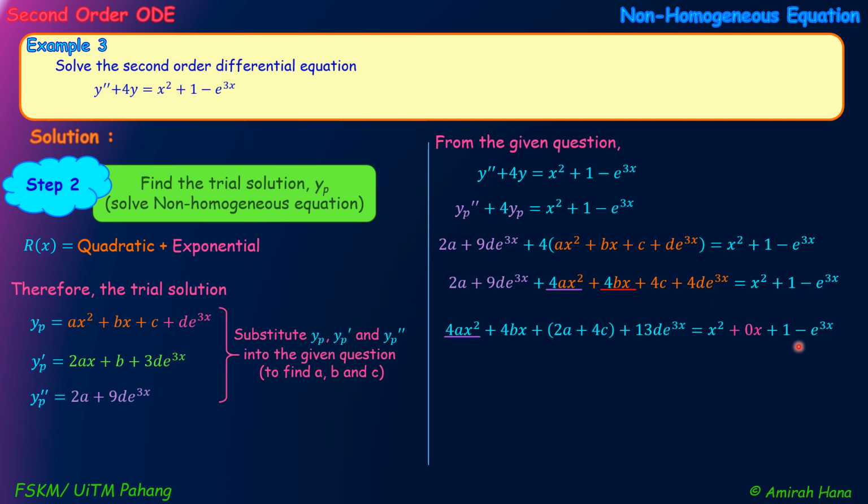After that we just rearrange here. Just now we put 4ax squared in front, and then 4bx here, and then 2a we combine with 4c here, and then 9d e to the power of 3x we simplify with 4d e to the power of 3x. We just simplify, so we get 13d e to the power of 3x, right?